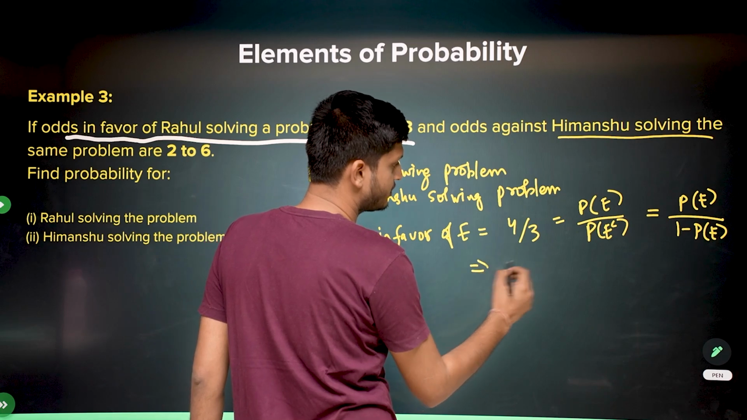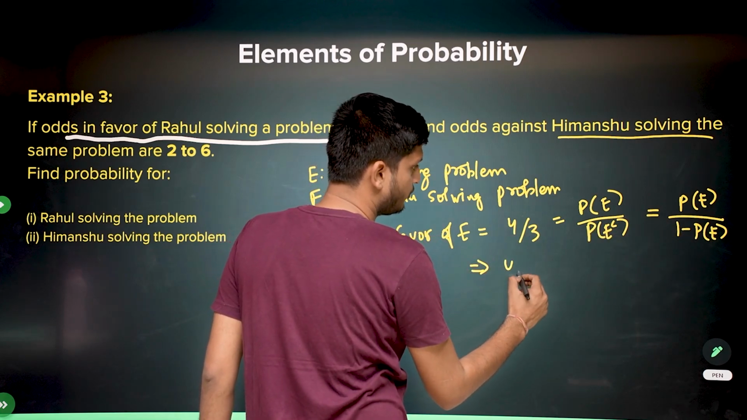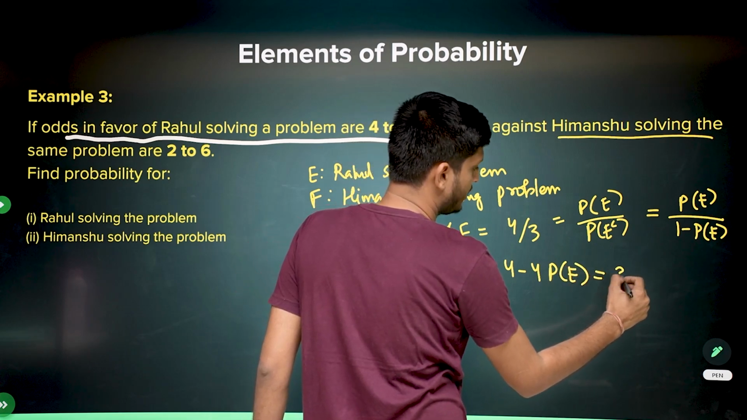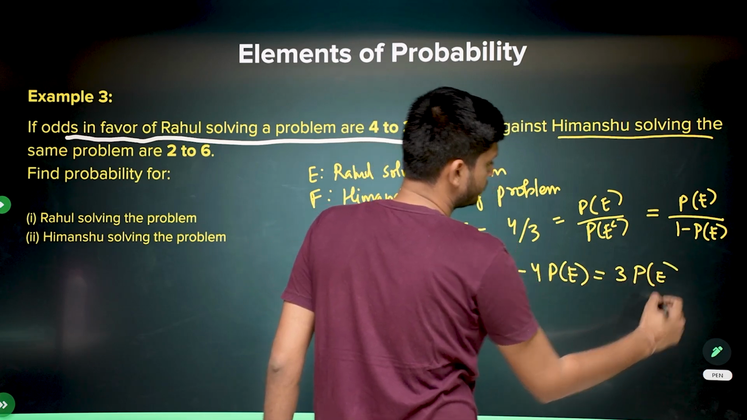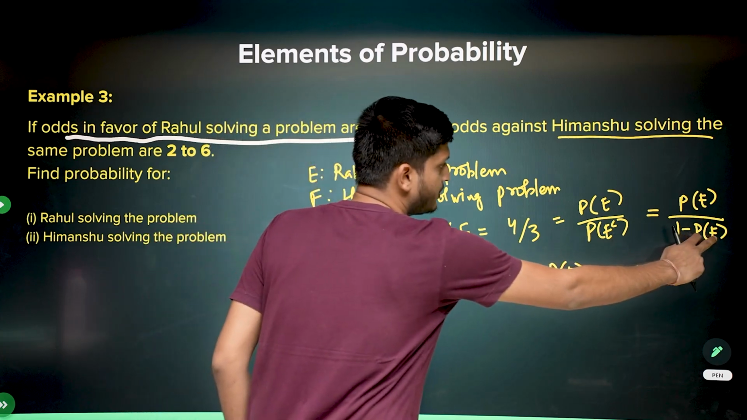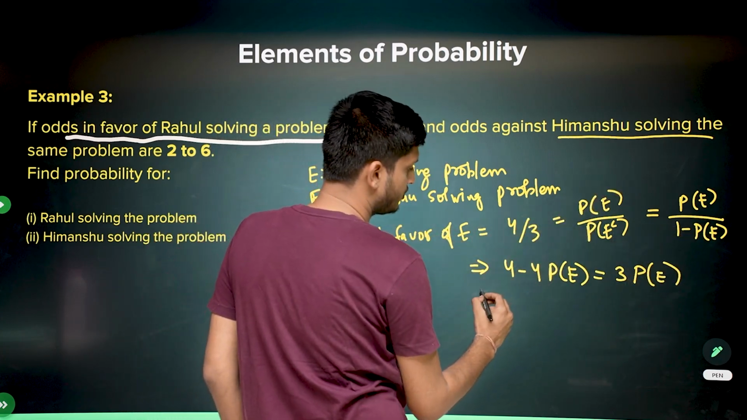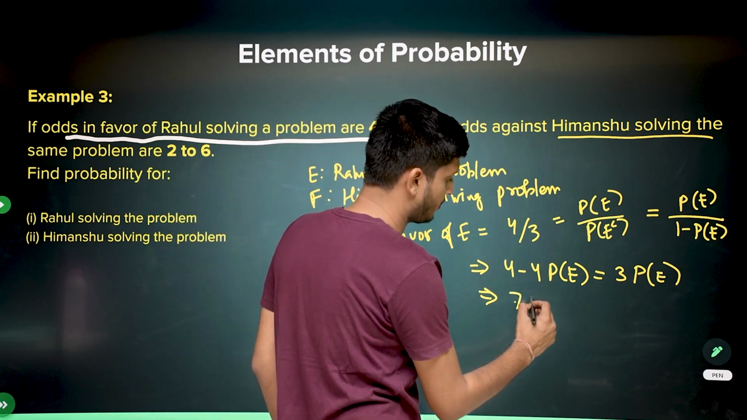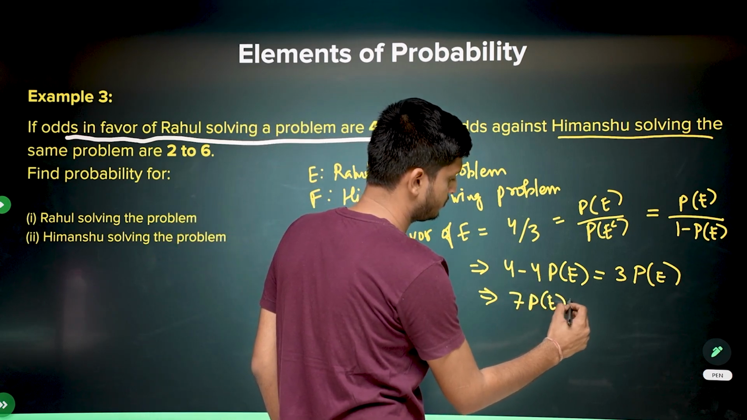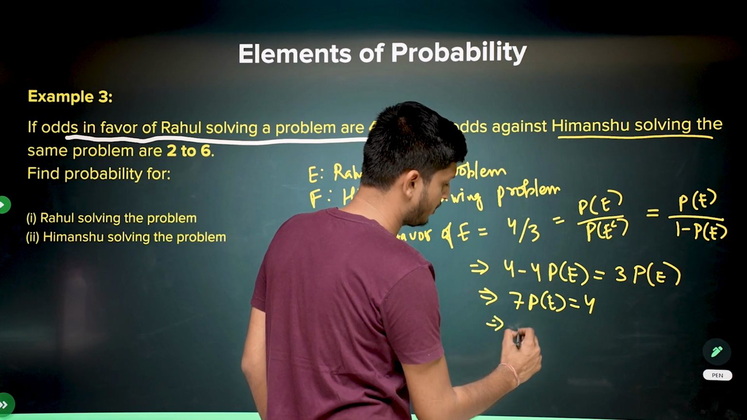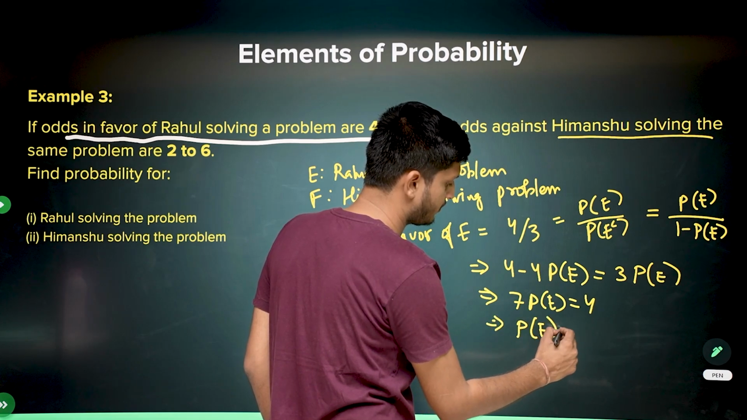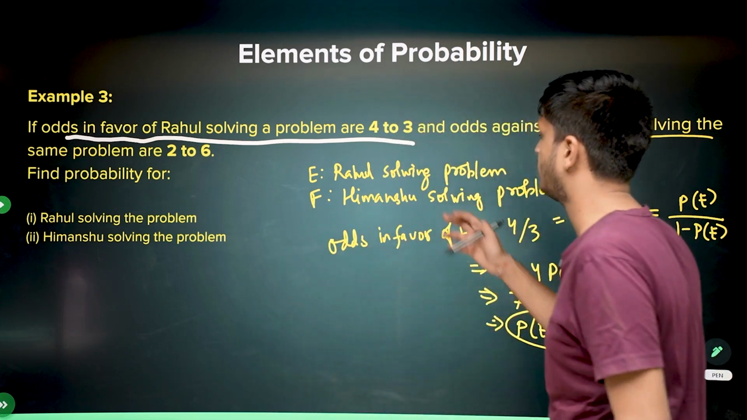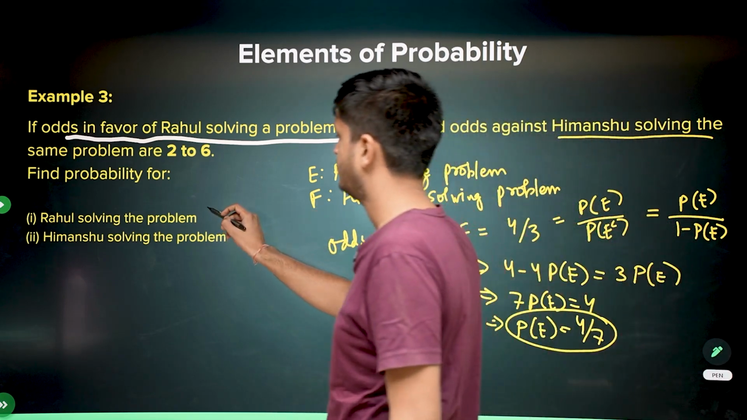So if we just cross-multiply here, it will become 4 minus 4 times probability of E equals 3 times probability of E. Right, I'm just taking 1 minus P(E) here and 3 here. So this becomes 7 times probability of E is 4. It means the probability of happening of E is 4/7. So the probability of Rahul solving the problem is 4/7.